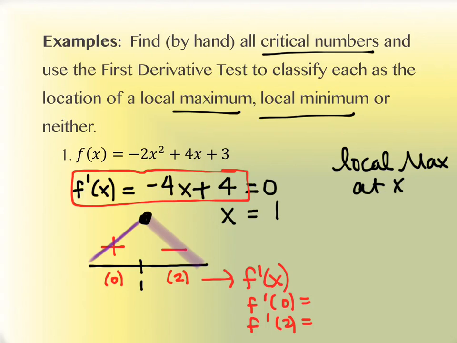at x equal 1. This direction said critical numbers. So x equals 1 is sufficient. If it had used the word critical points instead of numbers, we'd need to have an ordered pair x, y. So just as a reminder, what would we do if we needed to find the ordered pair instead of just the x value?